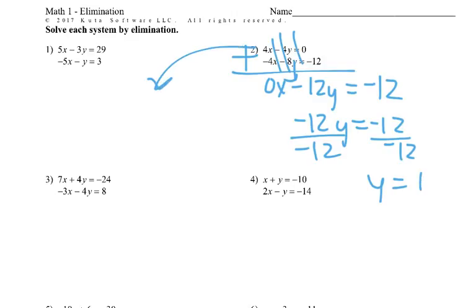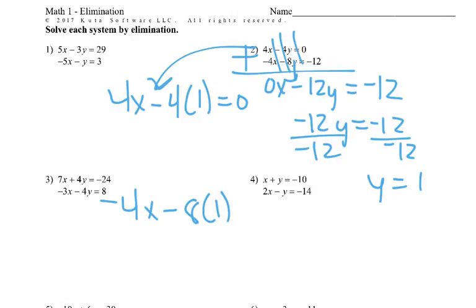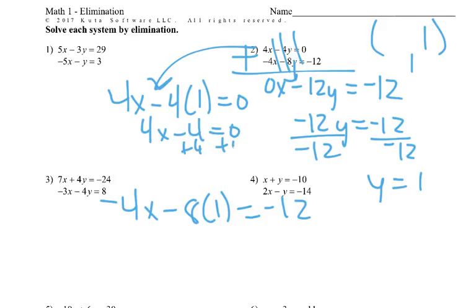I take one of these equations, doesn't matter which one, and I'll show you why, and I replace the y with the 1. I could even do the other one, negative 4x minus 8 times 1 equals negative 12. They'll come out to the same thing because this is where the equations are the same. So their x value has to be the same when the y value is 1. So 4x minus 4 equals 0. Add 4. 4x equals positive 4. Divide by 4. And x equals 1. If you didn't believe me, let's check the other one.